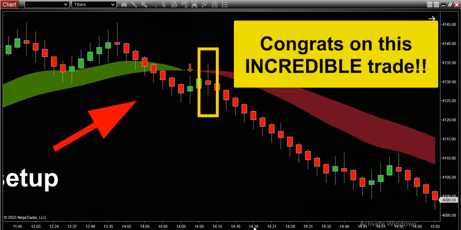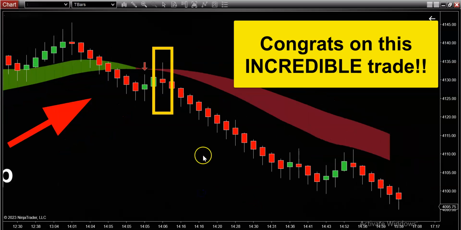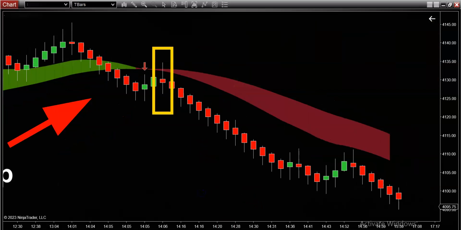And congrats to all of my people who stayed until the end of the session. You lucked out if you stuck around and traded the full trading day today. Congrats if you caught this beautiful short. I cannot wait to see what this market's going to do for us tomorrow.